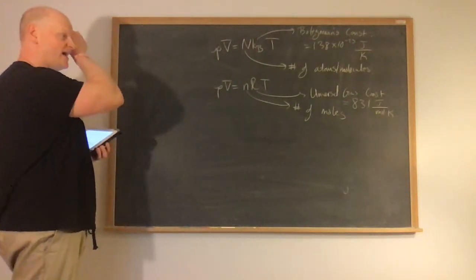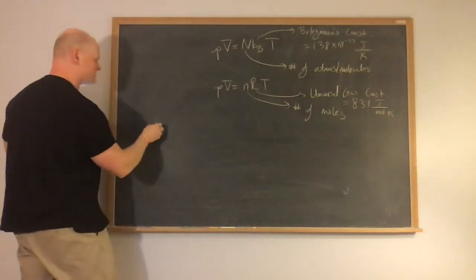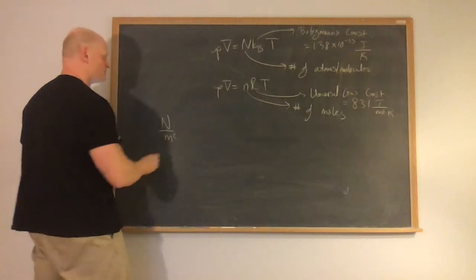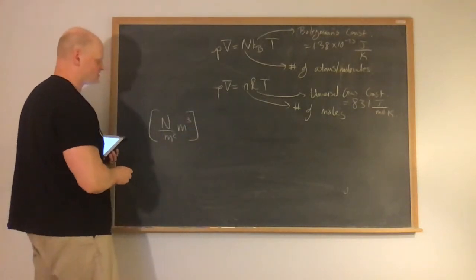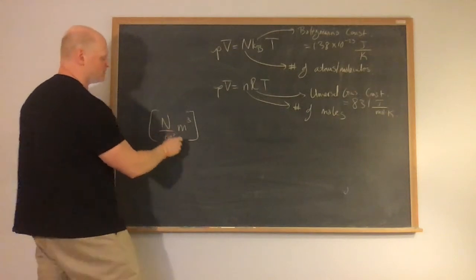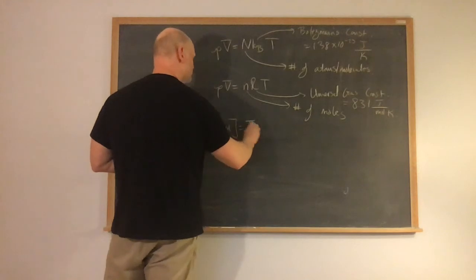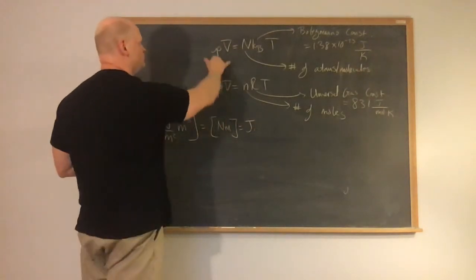So how do I know this thing has units of joules? Well, let's look at the units of pressure times the volume. For pressure, we know that's a Newton per meter squared, times the volume, which is a meter cubed. So the left-hand side has units of newtons per meter squared times meter cubed, which is the same thing as a Newton times a meter, but a Newton times a meter is simply a joule.